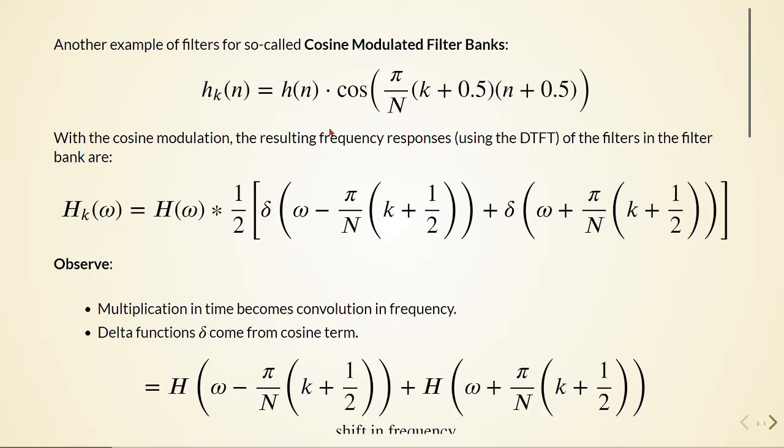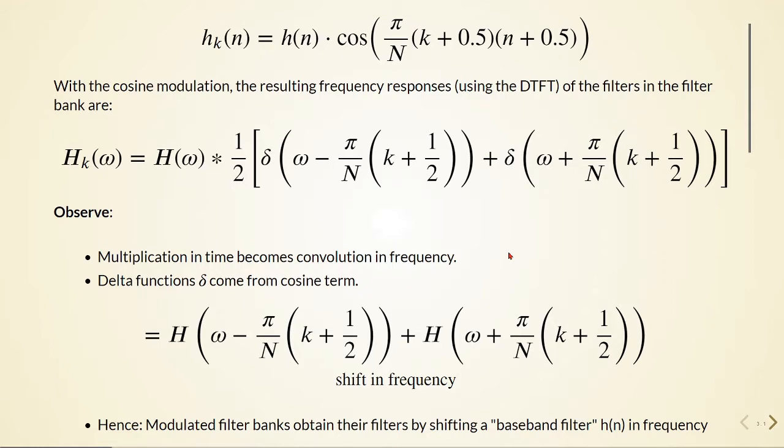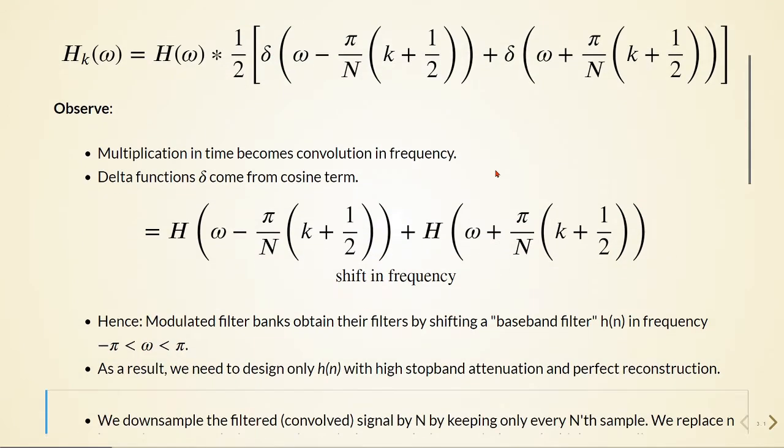Observe that the multiplication in time becomes a convolution in frequency, and also that the delta functions come from the cosine term. So we see here that we have a shift in frequency. Hence, modulated filter banks obtain their filters by shifting a baseband filter, or a window, let's call it h of n, in frequency from -pi to pi. As a result, we need to design only the h of n with high stop band attenuation and perfect reconstruction.